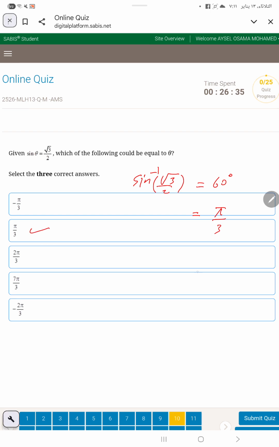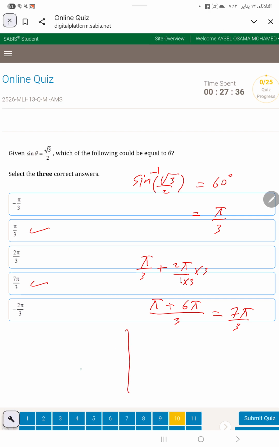But for sine, we can add 360, a whole circle or a whole rotation. So if you add pi over 3 plus 2 pi, in order to add these, you have to have same denominator. So multiply by 3 here and here. So you get pi plus 6 pi over 3, and that will be 7 pi over 3, which means this option is correct.